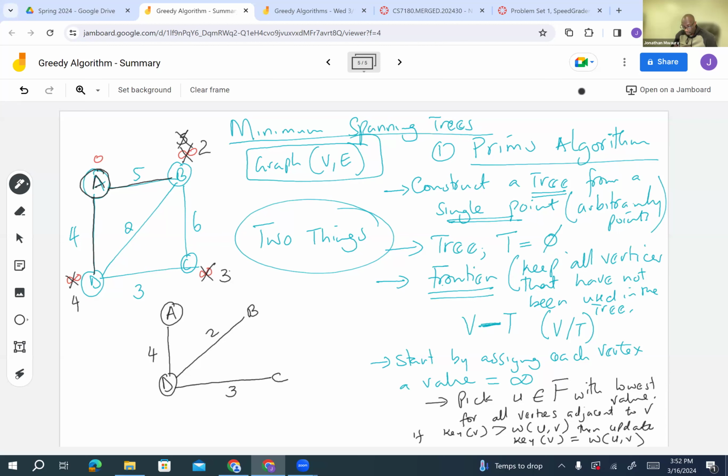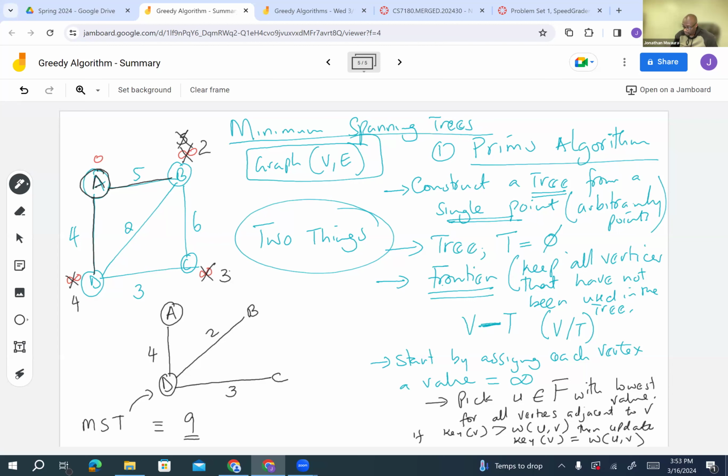So there we are. We have all the vertices in the tree, A, B, C, and D, and we have picked the minimum edges to connect them. Our MST tree is this one, and the value of the MST is 9. Does it make sense to everybody? We're going to practice how to do that in a few minutes using a quiz or so. So just have in mind what we did here.